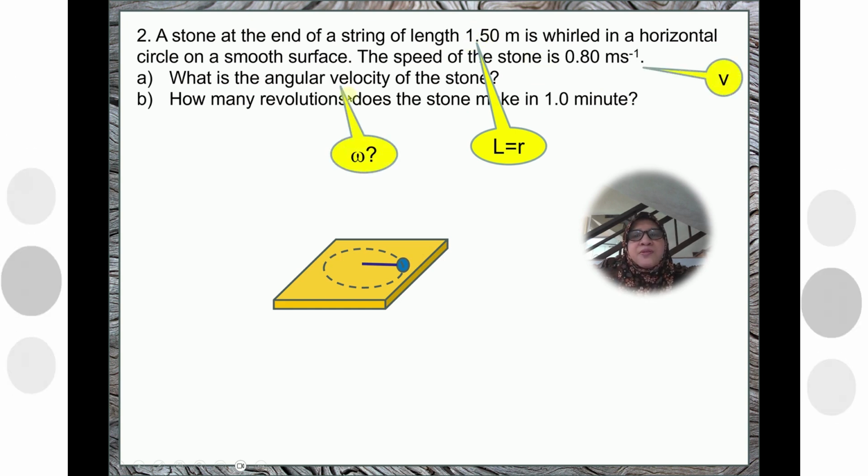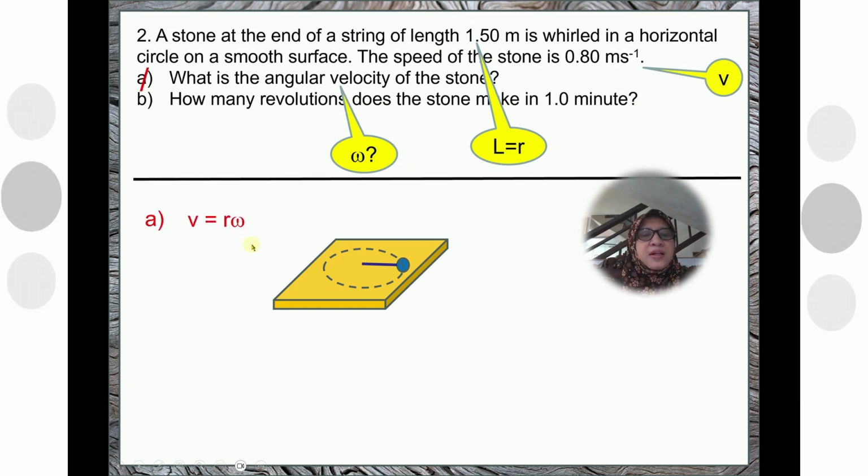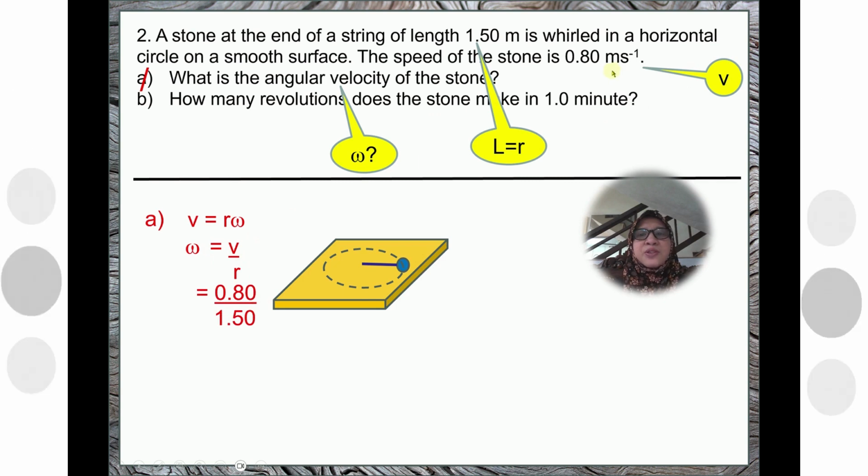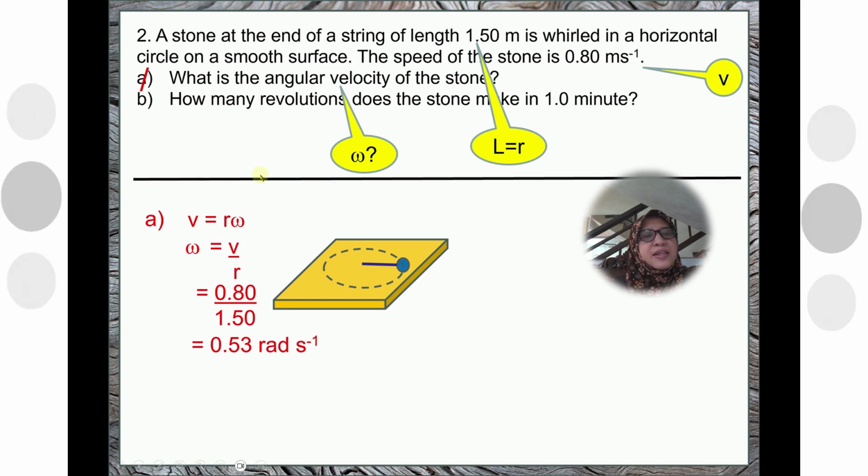Okay, so for angular velocity, we can use the relationship between v and angular velocity, which is v equals r omega. Omega is angular velocity. So angular velocity equals v over r. So we substitute the speed and then the length. So we get 0.53 radians per second. Okay, next question B.